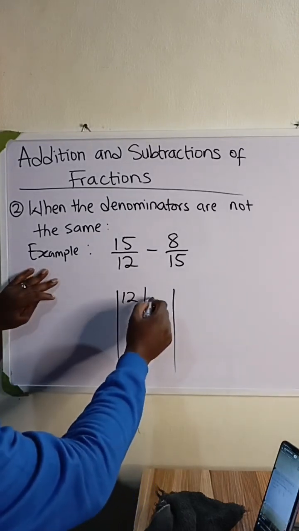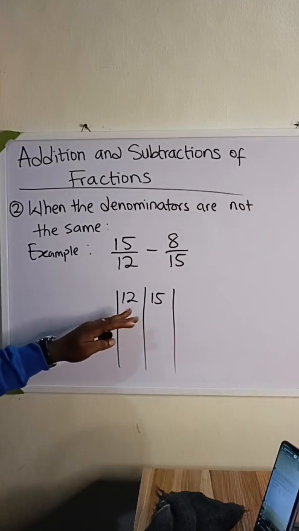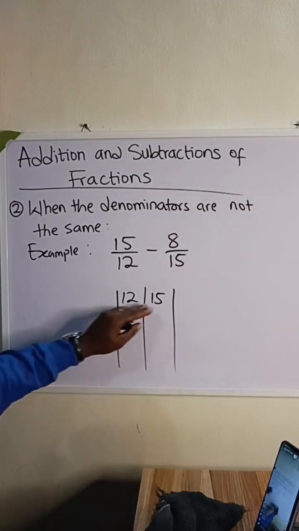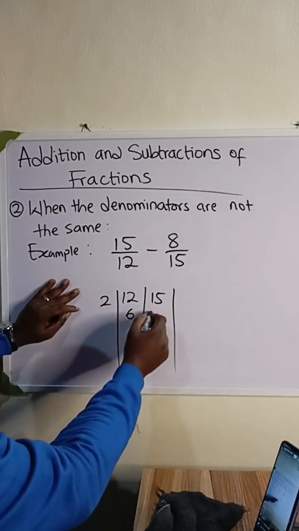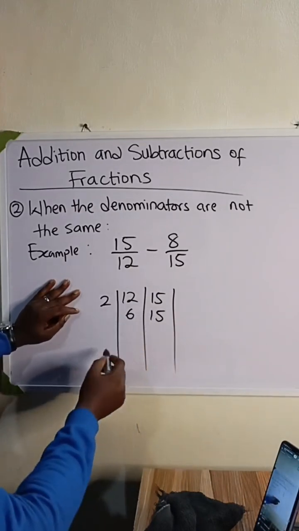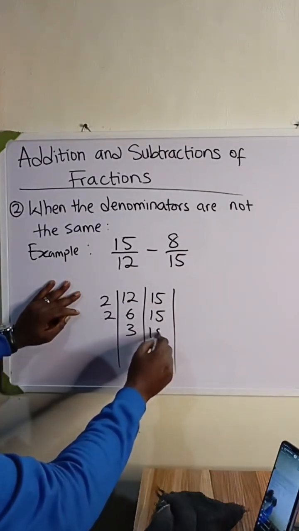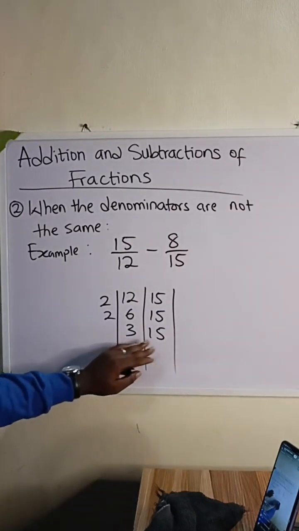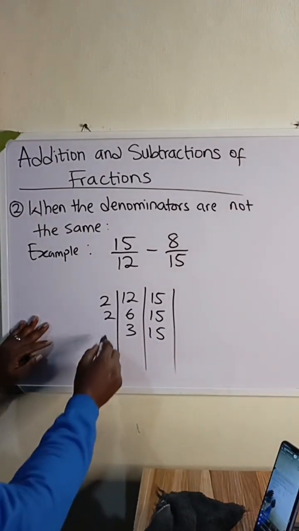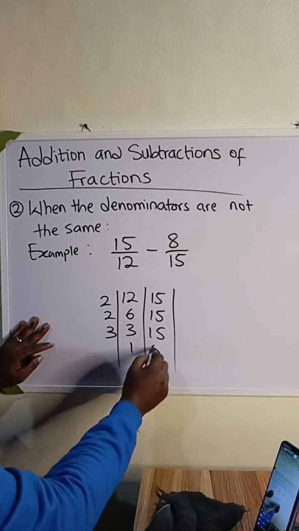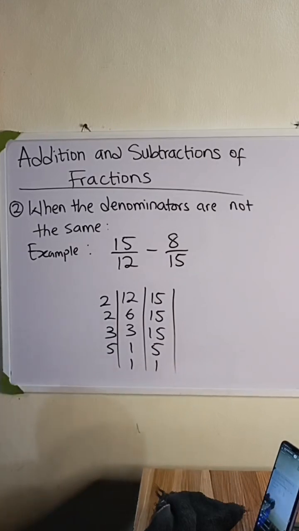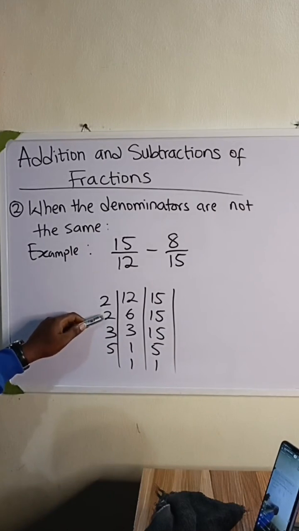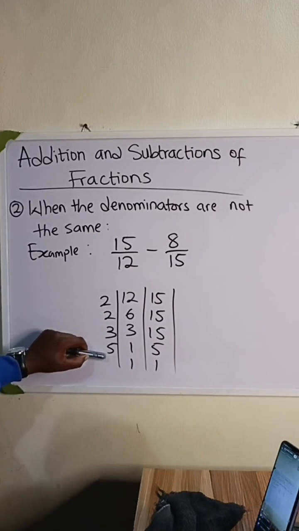So we have 12 and we have 15. So look for the smallest number that can divide at least one of the two. So 2, we have 6 and then 15. 2 can still divide 6, so we have 2, we have 3 and 15. So 2 can no longer divide any of the two numbers. So we go to 3, we have 1 and 5. And we go to 5, we have 1 and 1. Okay. So this means 2 times 2, 4. 4 times 3, 12. 12 times 5, 60.